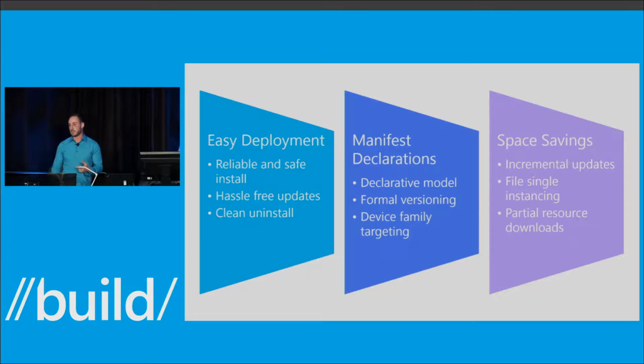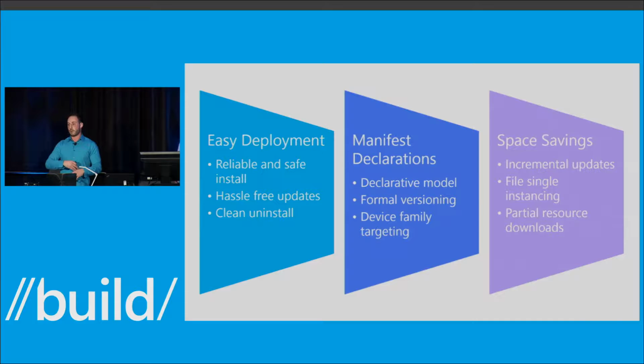The first one is incremental updates, which is basically moving from V1 to V2, the space savings that you get if there are things that haven't changed from the old version to the new version. The second one is file single instancing. It's a very similar concept, but across packages that come from the Windows Store or have the same kind of origin.